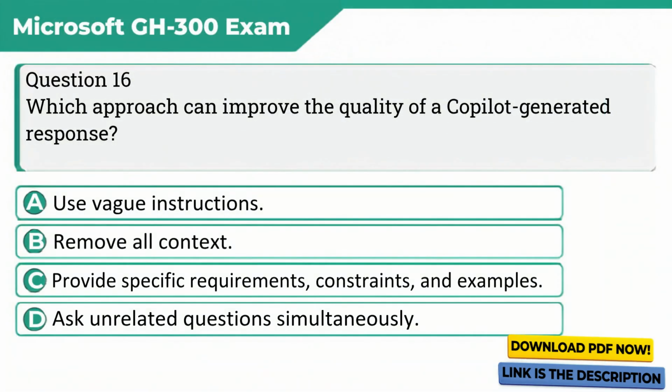Question 16. Which approach can improve the quality of a Copilot-generated response? A. Use vague instructions. B. Remove all context. C. Provide specific requirements, constraints, and examples. D. Ask unrelated questions simultaneously.